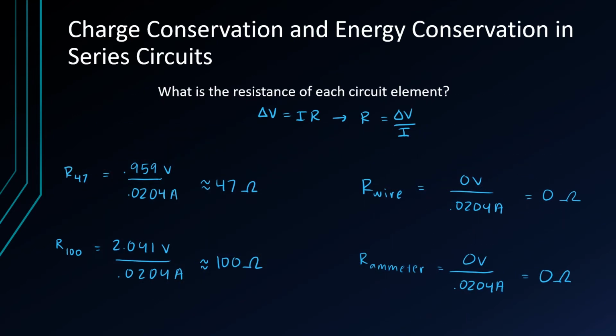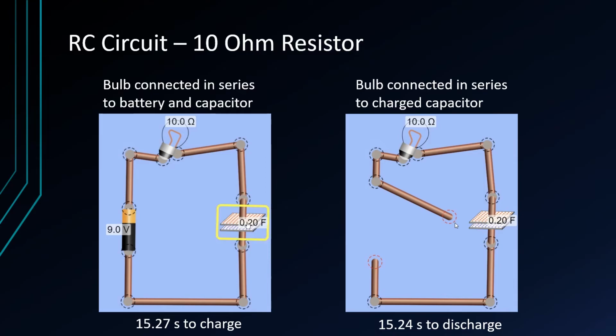I also experimentally found the resistance of each circuit element by rearranging Ohm's law. So here is the video of the battery, 10 ohm bulb, and capacitor all connected in series. On the left we have it charging, and on the right we have it discharging. It took 15.27 seconds to charge and 15.24 seconds to discharge. They're about the same. There's some experimental error there with the time it took me to click pause and stuff.